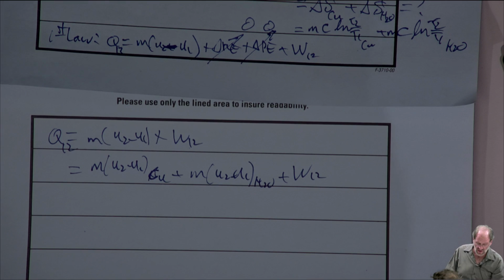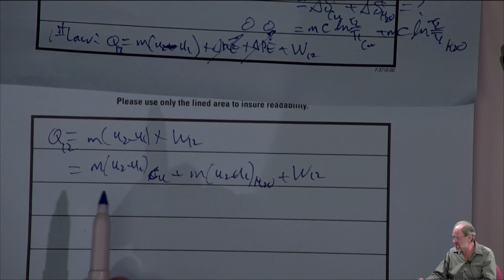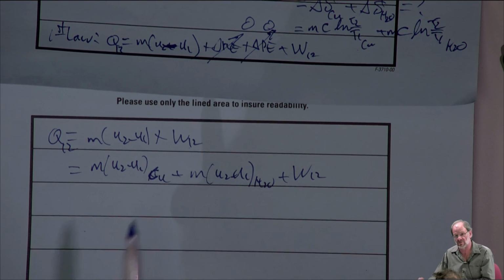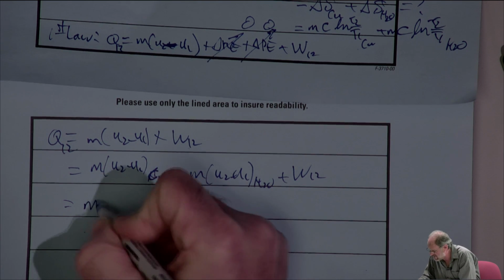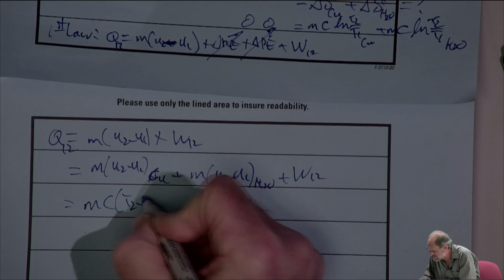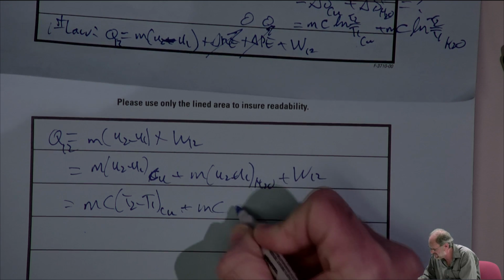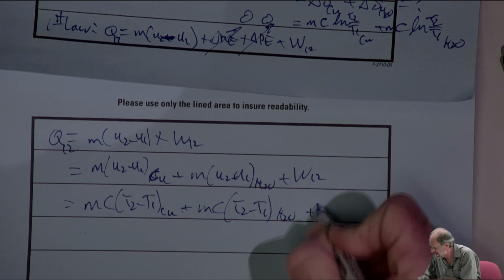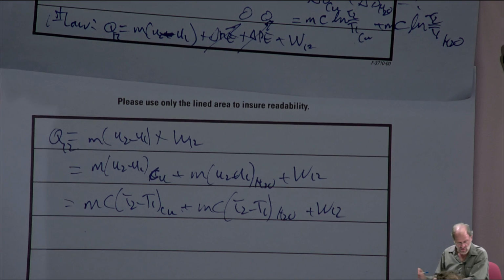And then we might also recall that the first law for solids and liquids requires us to use heat capacity in order to find internal energy changes, right? It's just the heat capacity times change in temperature. So this really becomes MC(T2 minus T1) for the copper plus MC(T2 minus T1) for the water, and then plus the work. Now, I don't know why I've been carrying this work term through the whole time.